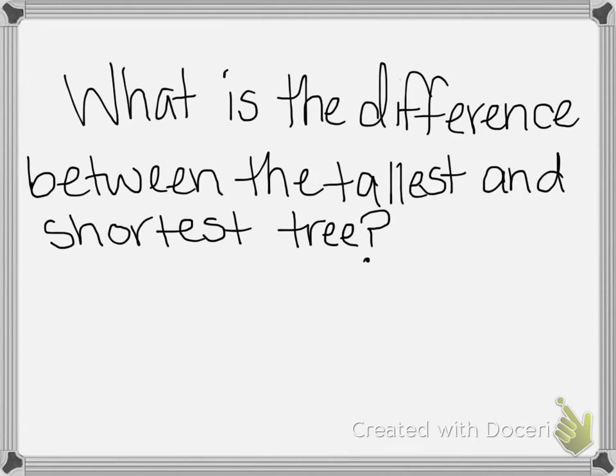And the last question, what is the difference between the tallest and the shortest tree? The tallest tree is 12 and a half minus the shortest tree, which is 9 and a half. 1/2 minus 1/2 is 0. 12 minus 9 is 3. So the difference between the tallest and the shortest tree is 3.